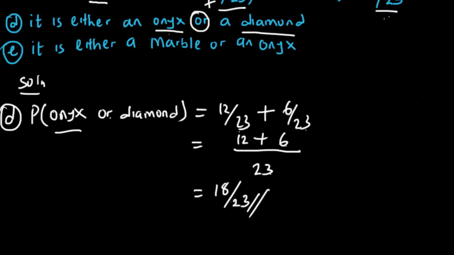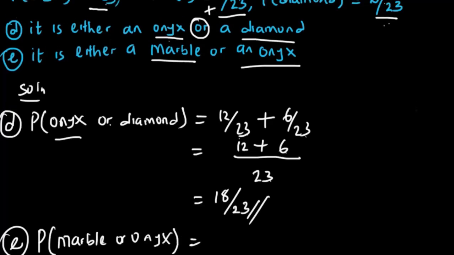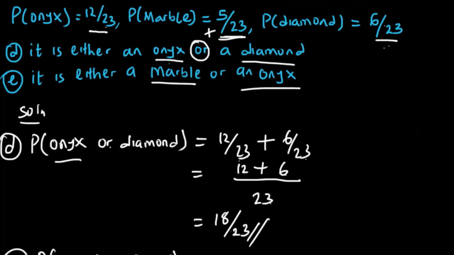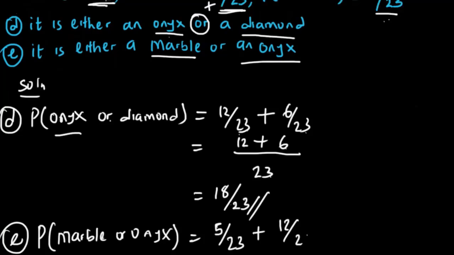E is what's the probability that it's either a marble or an onyx. Now we do this. Now don't forget, probability that it's a marble plus probability that it's an onyx. So we have probability of marble or onyx. Now what did we get as probability of marble? We got it as 5 over 23. And what did we get as probability of onyx? 12 over 23. So we'll be having 5 over 23 plus 12 over 23.